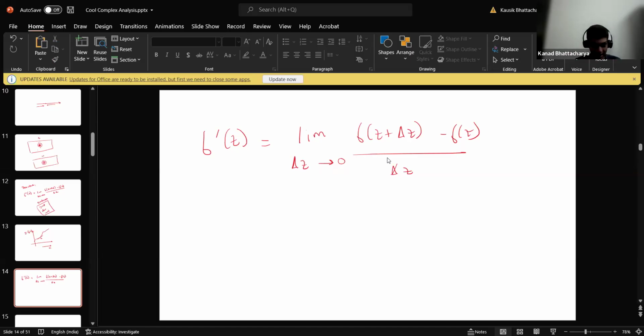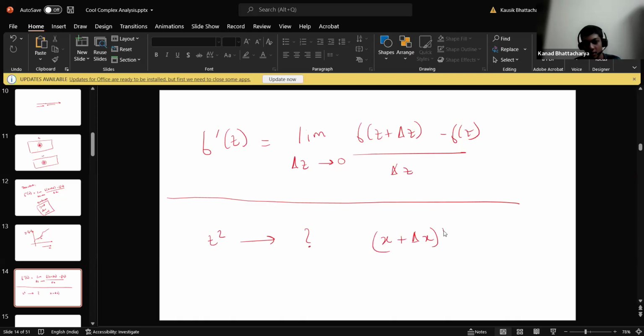For example, if I gave you the function z squared, what is its derivative? It's not so simple anymore. Because in the real case, we just add x plus some delta x, squared, minus x squared, divided by delta x, and see what happens as we send the limit to 0. But in the case of complex numbers, it's not so easy, and I'll tell you why.